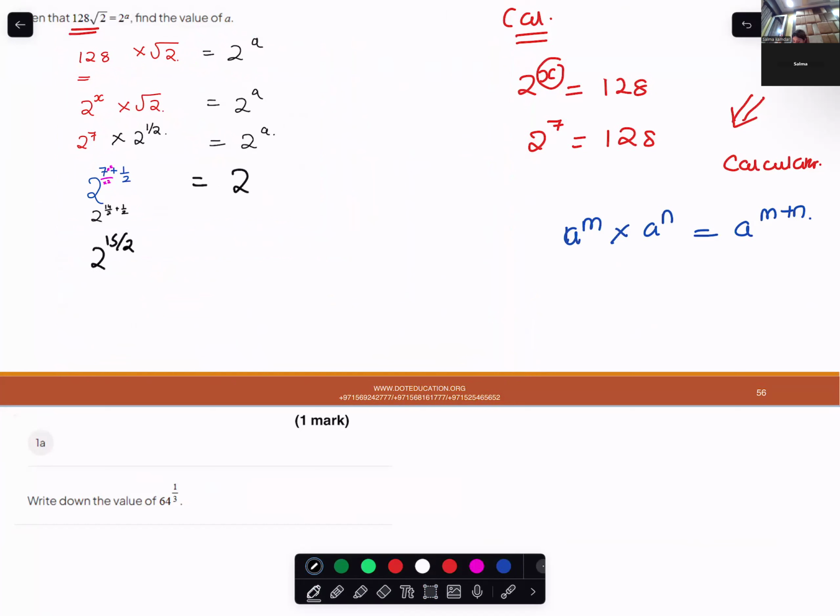This is all equal to 2 raised to a. Now the law of indices says that if a raised to m is equal to a raised to n, that means the base is same, so m will be equal to n. So it means that 15 by 2 is equal to a. This is your answer. I had to find the value of a. So the value of a is equal to 15 by 2.